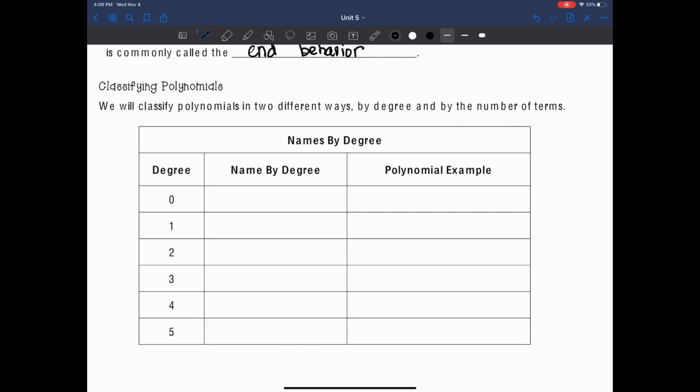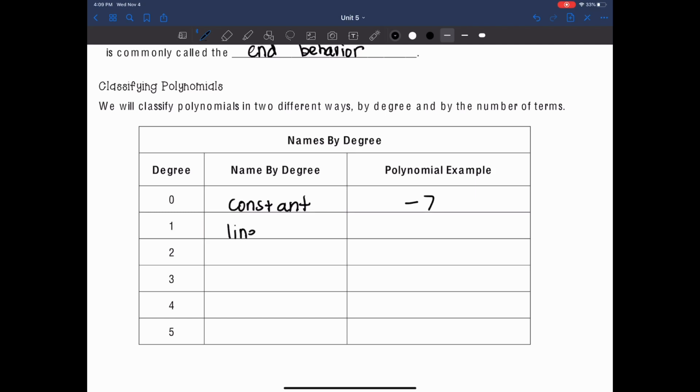So let's go ahead and look at the first part where we classify by degree. So what if your polynomial has a degree of 0? Well, that would tell you that you are looking at a constant, okay? And we know that a constant is some number that doesn't have a variable attached to it. For example, like -7. So if you see -7, obviously no variables attached to it, so it is just going to be a constant.